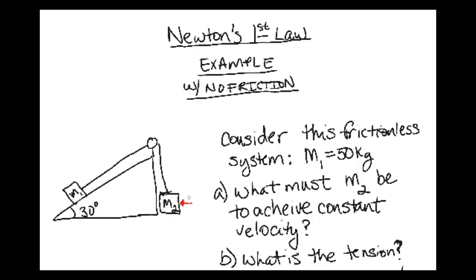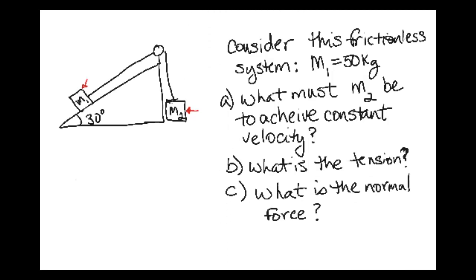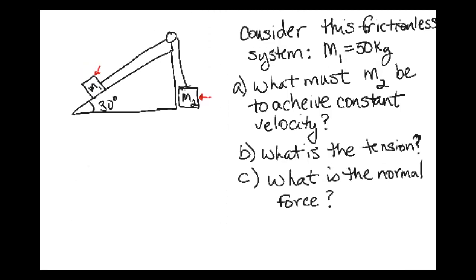In other words, in order for the system to be in equilibrium. We know that this mass right here is 50 kilograms. Alright? So, what is the first step? The first step must be to draw the free body diagram.